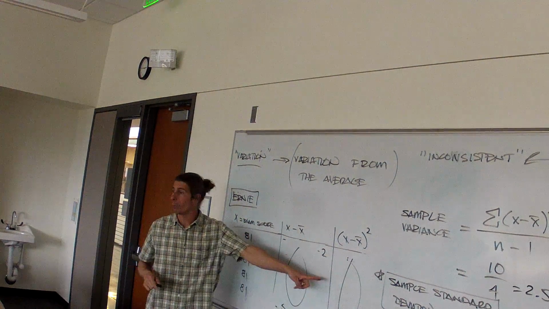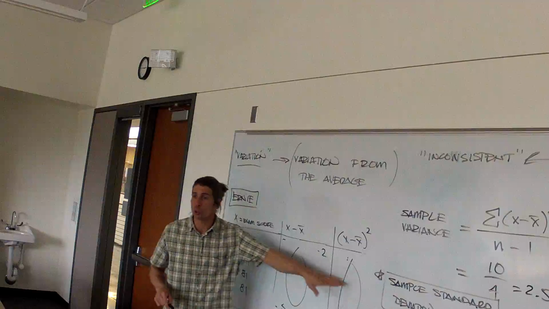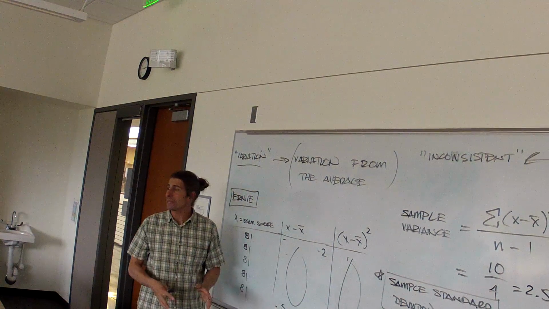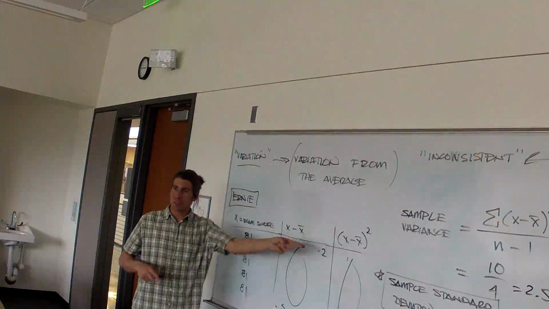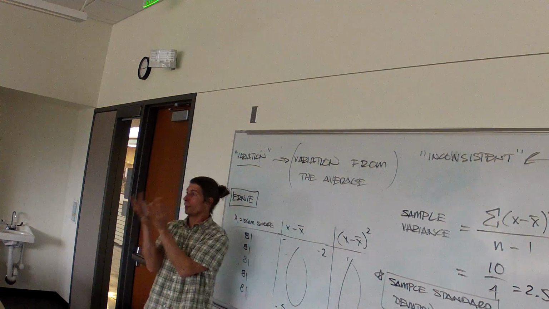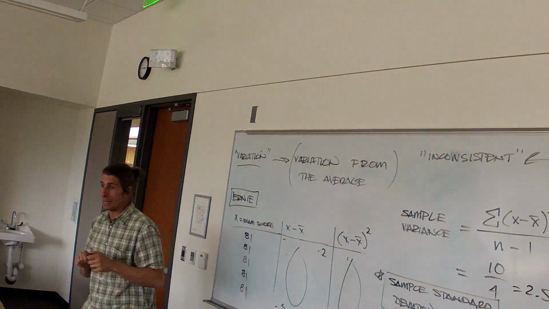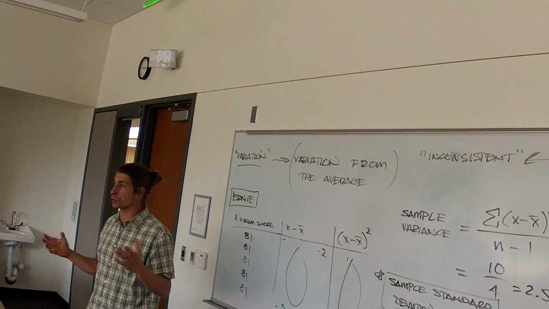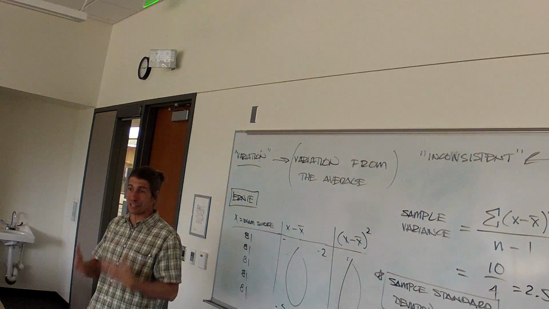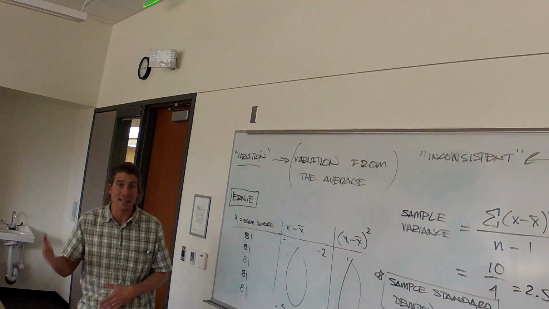That's why it can't go below 0 because this value squared will at least be 0, if not positive. But it can't be negative because you're squaring the results. So the smallest possible value a standard deviation can have would be 0. That hardly ever happens because you have to have all data be exactly the same. And that hardly ever happens, as you'll see.